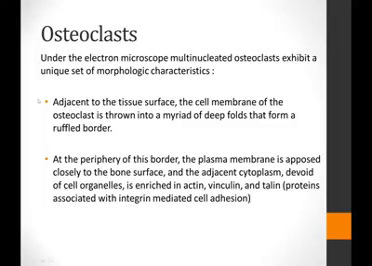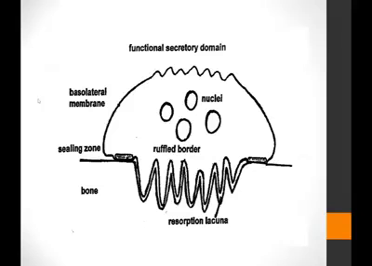Adjacent to the cell surface, its membrane has thrown itself into a myriad of deep folds that form the ruffled border. At the periphery of this border, the plasma membrane is opposed closely to the bone surface, and the adjacent cytoplasm is devoid of all types of cell organelles. However, this cytoplasm is enriched in actin, vinculin and talin type proteins, and these proteins are associated with the adhesion of the cell to the bone surface.